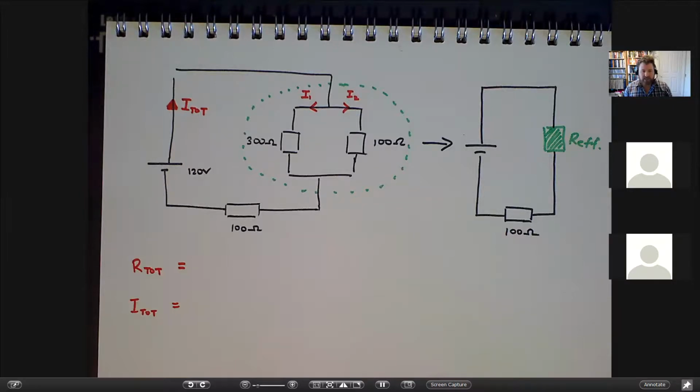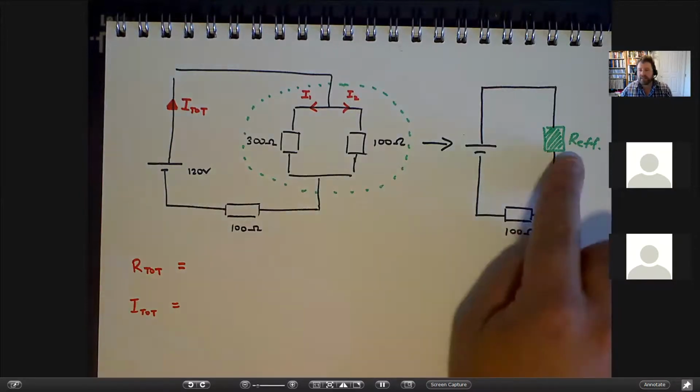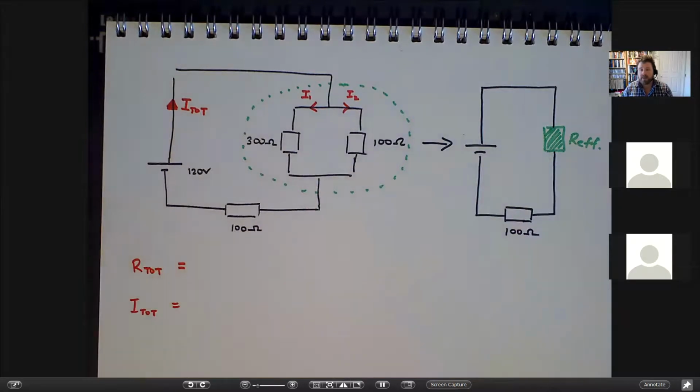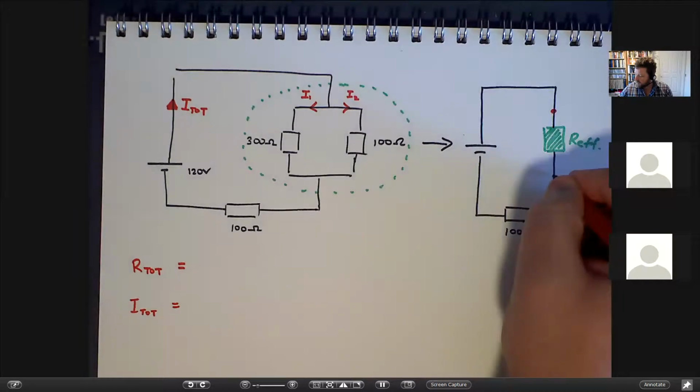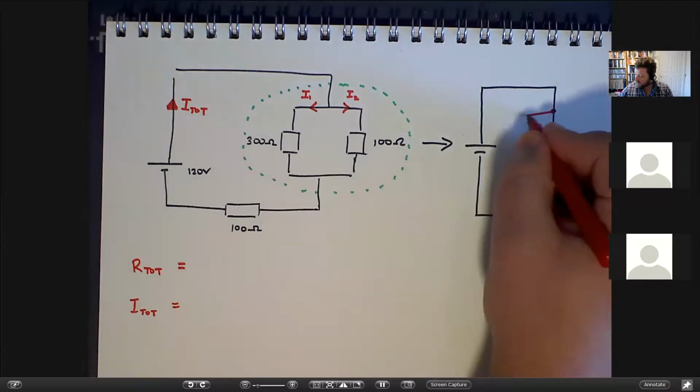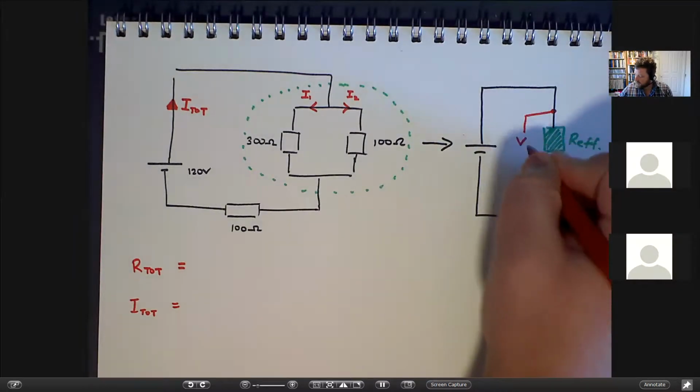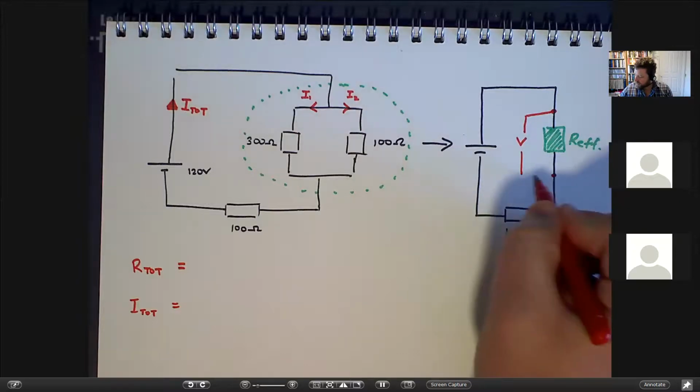If you've managed to get out R effective already for these two, then the next thing I want you to do is to work out the voltage drop using Ohm's law across that little effective bit.